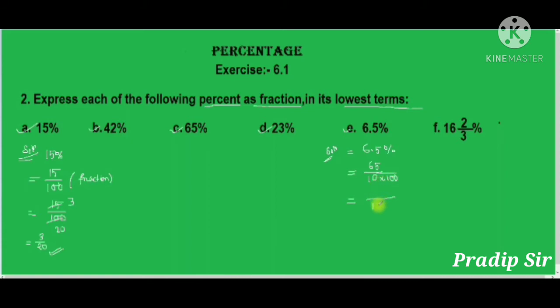Now we multiply 100 into 10, then it will be 1000. Now there is 65, and we have to convert it into lowest terms. If I divide by 5, it will be 13, since 5 13s are 65. Now if I divide the 1000 by 5, there will be 200, since 200 5s are 1000. So it is now in the lowest form. So now it is 13 by 200.